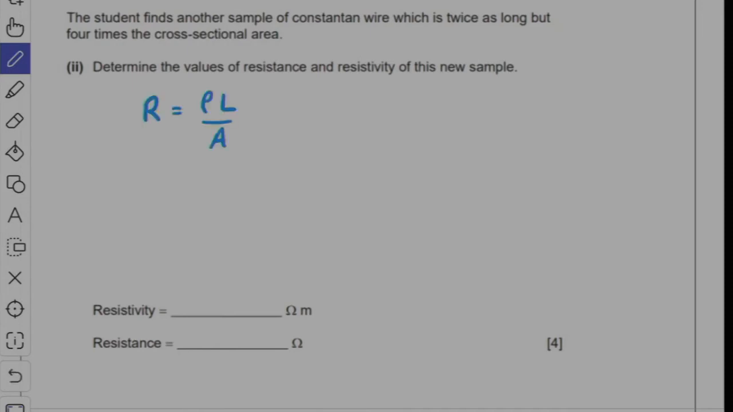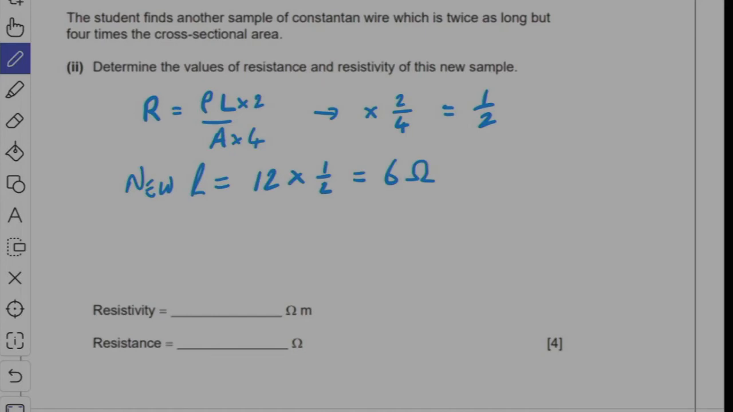So we start by looking at our equation. What we're saying is that we've multiplied L by 2 and we've multiplied A by 4. So the whole thing has been multiplied by 2 over 4, which is a half. So it'll be half the resistance that it had before. So the new resistance is going to be the old resistance, which was 12, times a half.